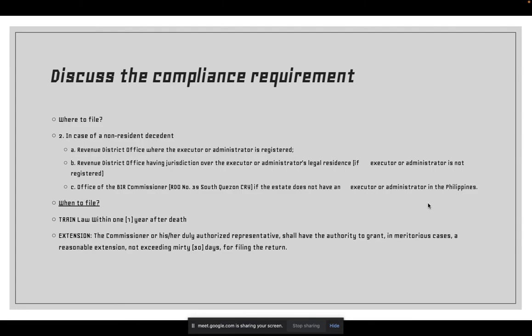When to file? Kapag TRAIN law, sabi natin 1 year after under the TRAIN law. Pag before the TRAIN law, 6 months, no? And then extension can be given by the Commissioner or his or her duly authorized representative. Okay, shall have the authority to grant, in meritorious cases, a reasonable extension not exceeding 30 days for filing the return.